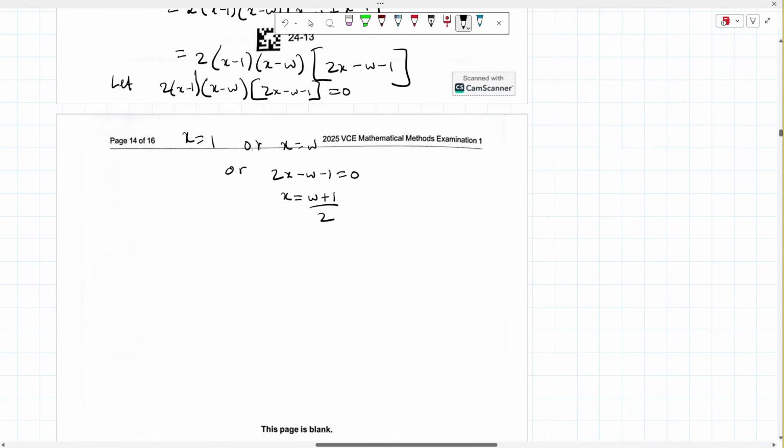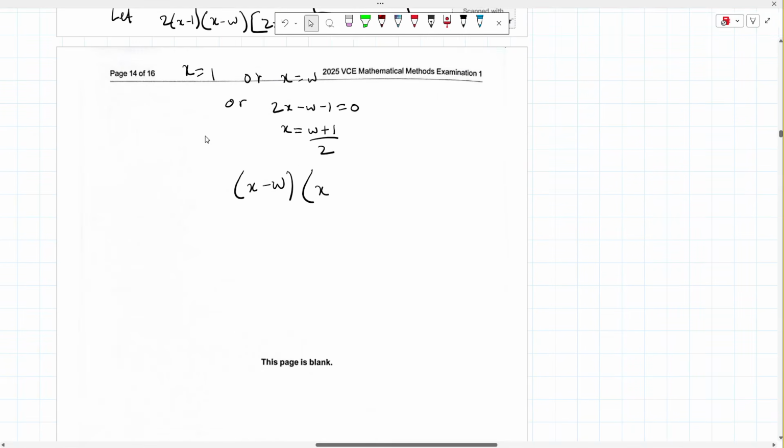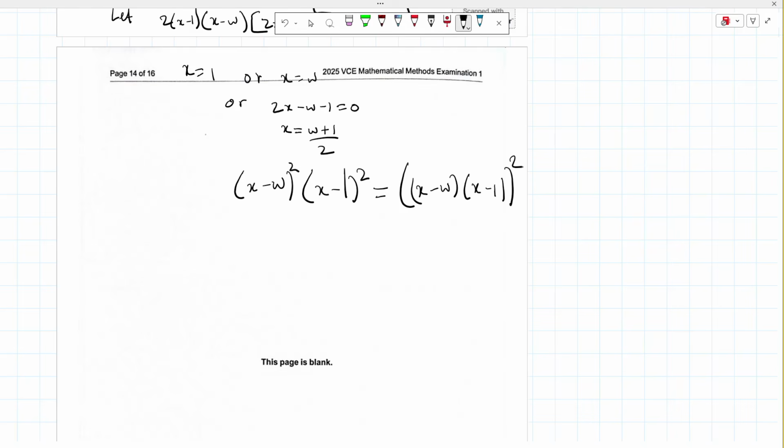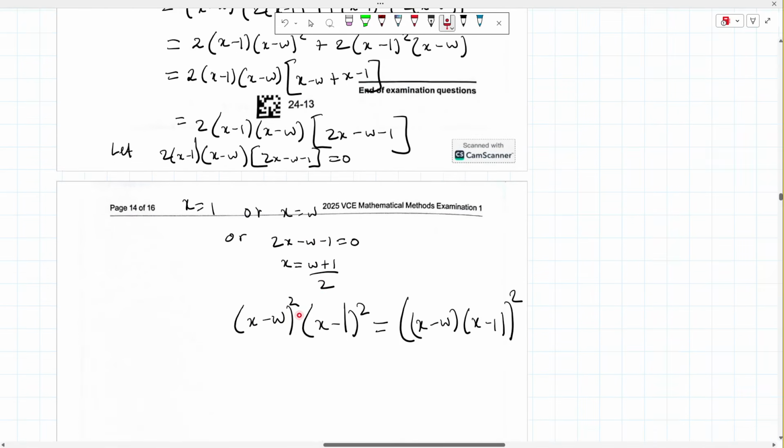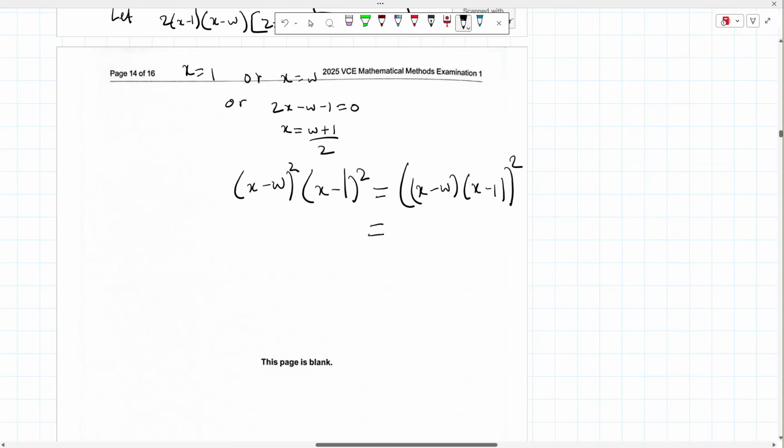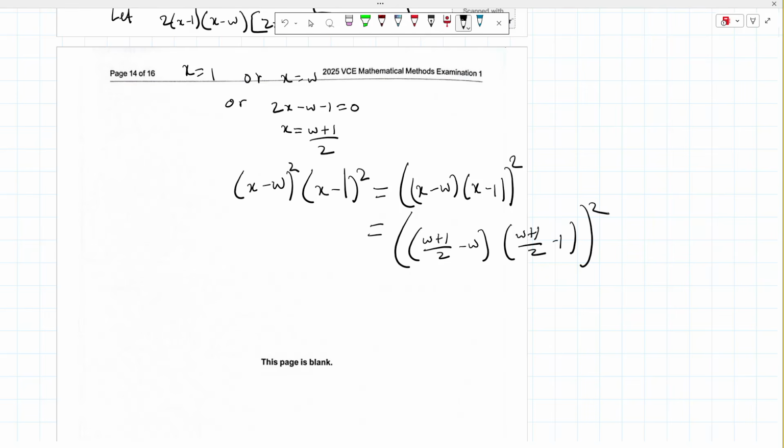Now, if you notice something, there's something very strange. x minus w squared times x minus 1 squared is actually just the same as x minus w times x minus 1, and then square the whole thing. And we want to replace x with w plus 1 over 2. So that would look like w plus 1 over 2 minus w times w plus 1 over 2 minus 1, and then square the whole thing.